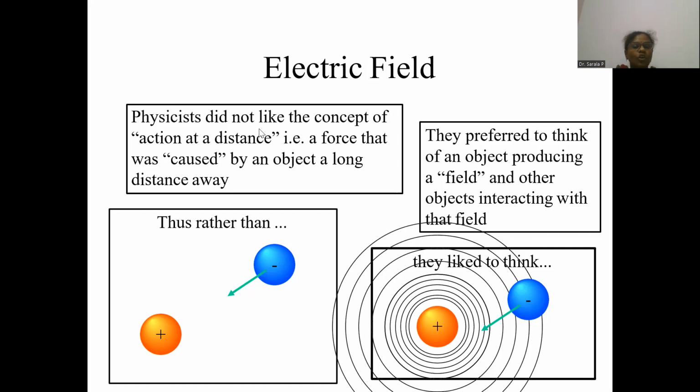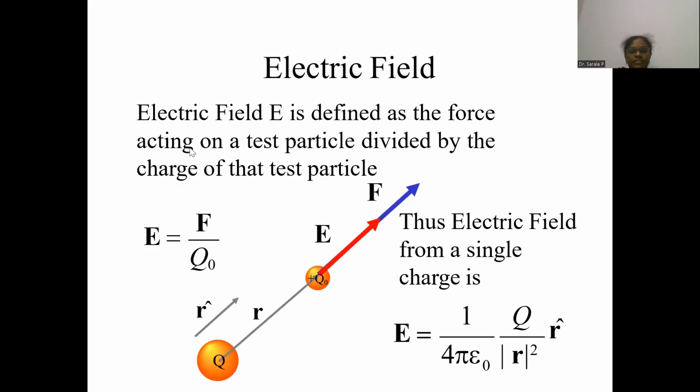Now physicists did not like the concept of action at a distance. By Coulomb's law, if we go on increasing the distance, what happens? The force becomes very weak. So here a field is developed around the charge, which is called the electric field. So what is this electric field? The electric field is defined as the force acting on a test particle divided by the charge.